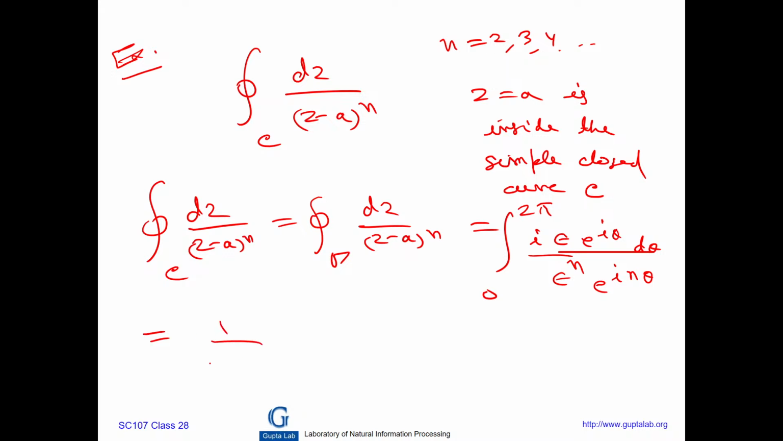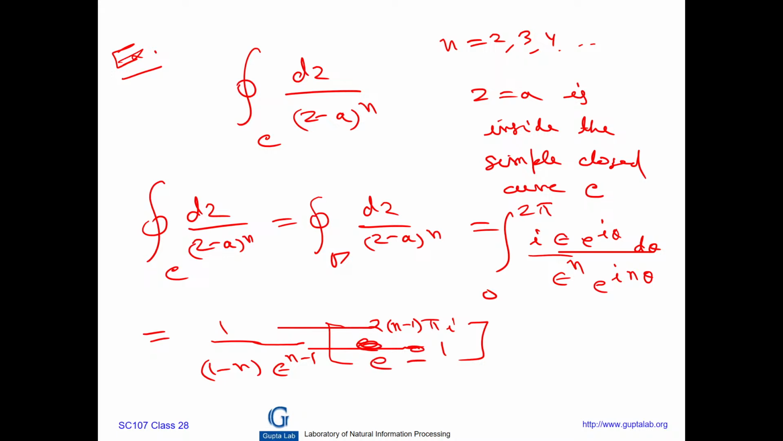This is 1 over 1 minus n epsilon raised to power n minus 1 e raised to power 2 times n minus 1 times pi I minus 1, right? And this whole value is 0 when n is not equal to 1. Okay, so the value turns out to be 0. Okay, so that's a nice thing to know. Now we are ready to give you the idea of Cauchy integral formula.